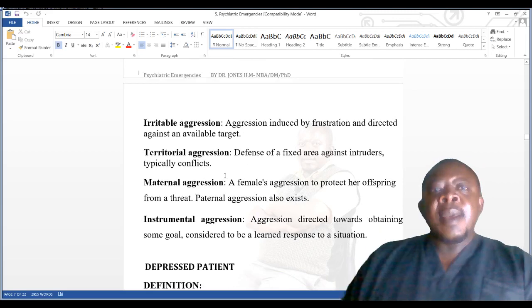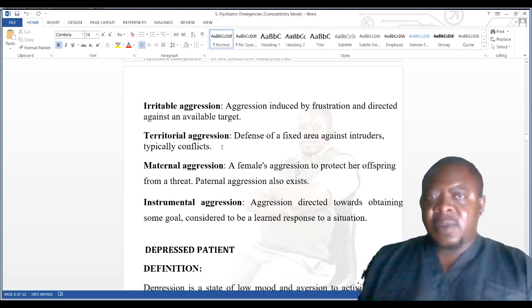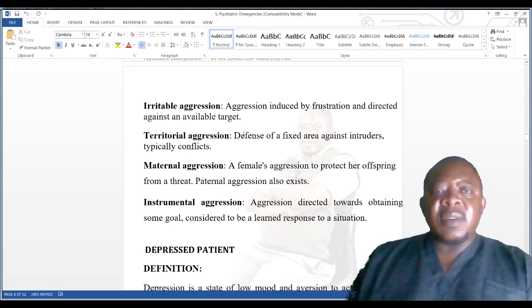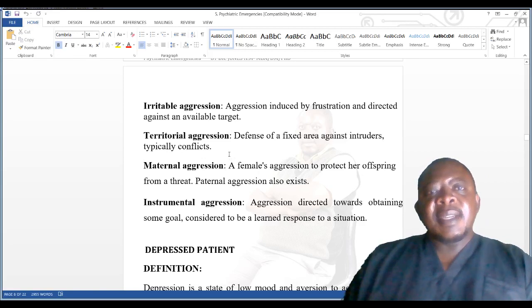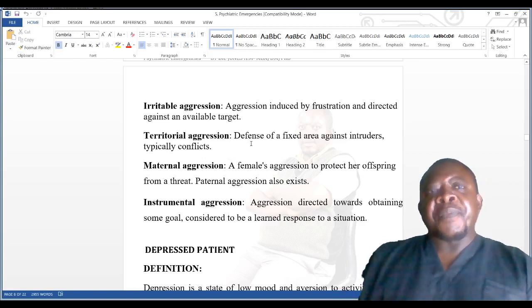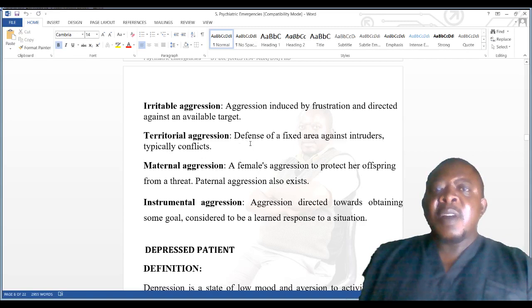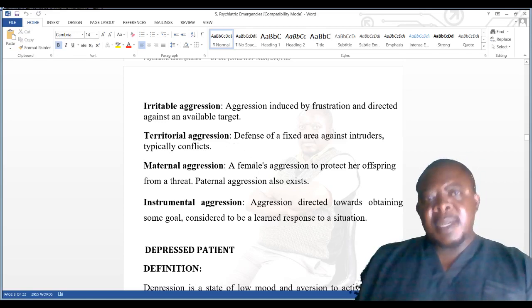Another aggression common amongst the animal kingdom is territorial aggression. Territorial aggression is a defense of a fixed area against intruders, typically bringing about conflicts. You can see it between one country and another because of the issue of territory. Then we have maternal aggression, which I most respect.